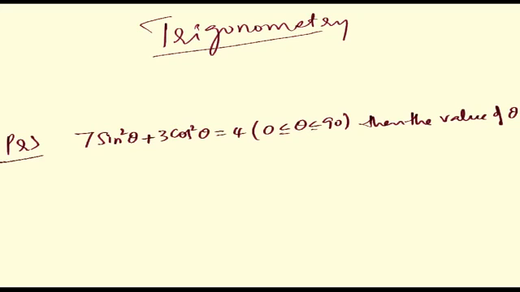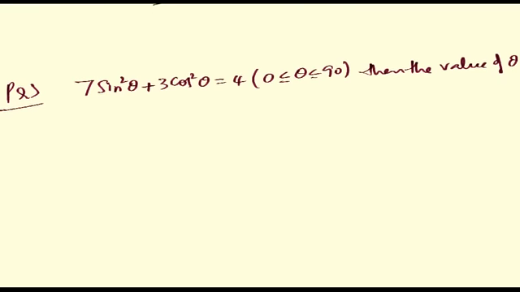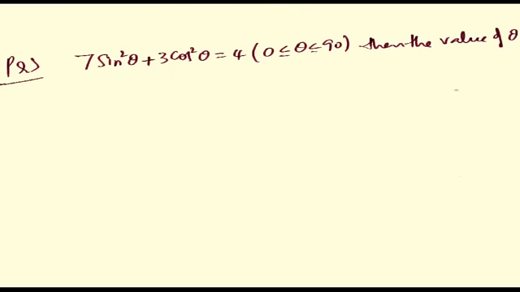Yeah friends, in continuation of the trigonometry classes, we'll discuss some more problems here. The first problem given here is like this. If 7 sin square theta plus 3 cos square theta is equal to 4, then the value of theta. This was the question which has been asked in a previous exam. So how to answer this question?